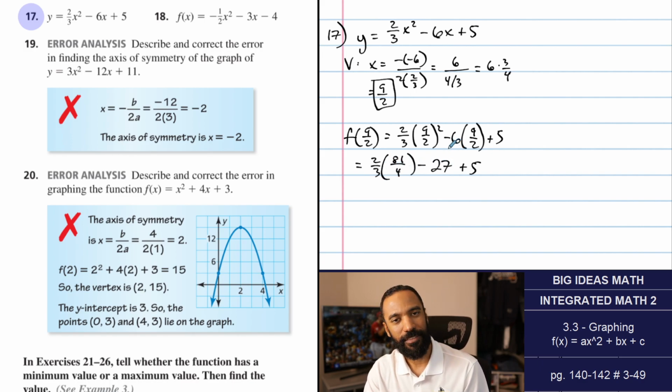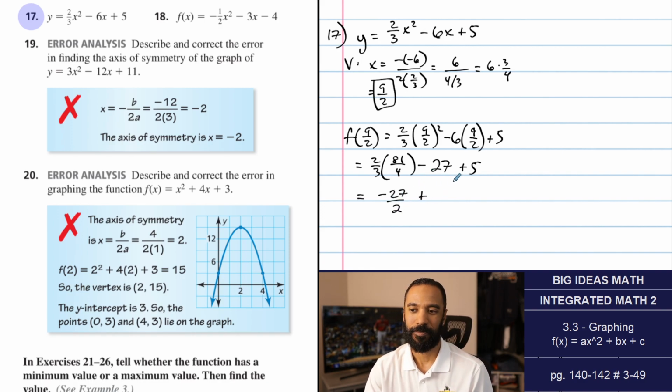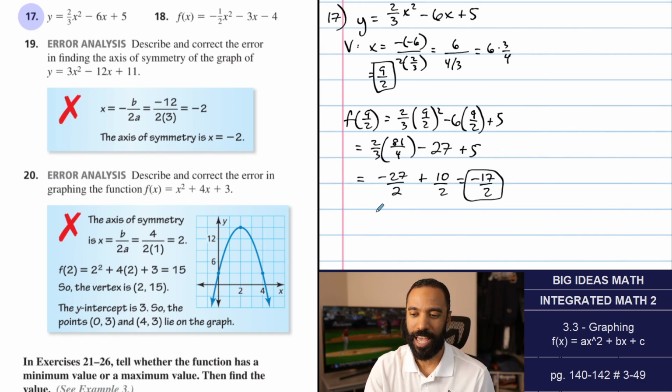So what's half of 27? 13 and a half, or 27 halves, right? So half of 27 minus 27 is going to be negative 27 halves, plus 5. So 5 is 10 over 2. I'm going to stick with fractions. This is negative 17 halves. So, okay, your vertex is at 9 halves comma negative 17 halves. Now that's also 4.5 and negative 8.5, which I guess would matter for your graph.